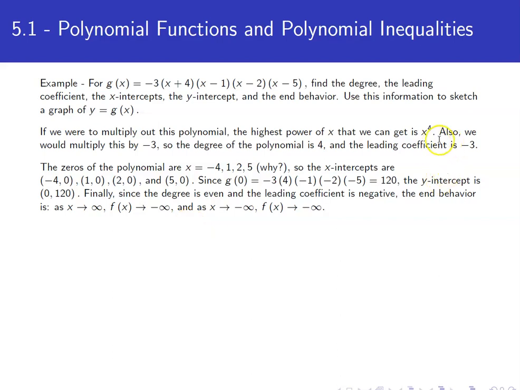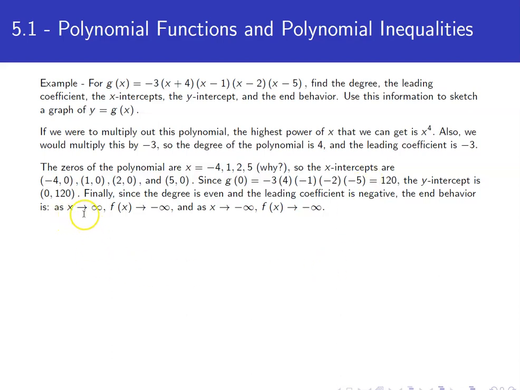Finally, going back to our degree and our leading coefficient, the degree is even. Even-degreed polynomials have the tails pointing in the same direction. Either both are up or both are down. And since the leading coefficient is negative, both is down. Both tails will be down.